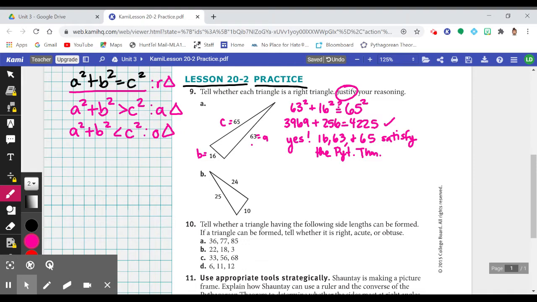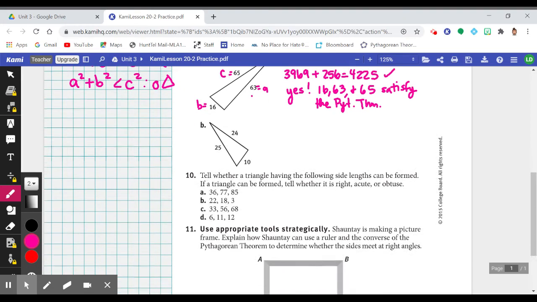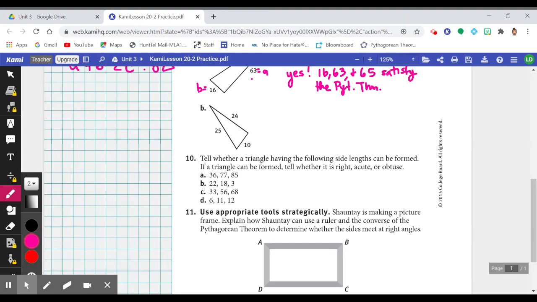Okay, hopefully that didn't take too long, simply squaring these values to see if this sum does in fact equal 65 squared. And yes, it actually does. 3,969 plus 256 is 4,225. So yes, 16, 63, and 65 create a right triangle because it satisfies the Pythagorean theorem. Now let's look at B, doing the same thing.